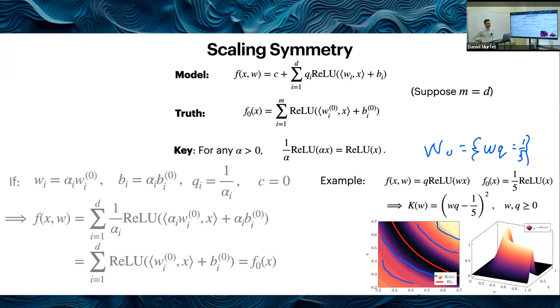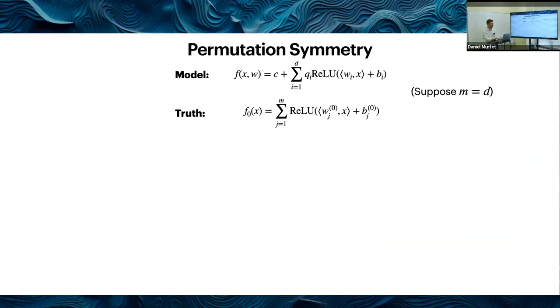There's probably not too much to comment other than to say that, yes, to be careful with the terminology. To say that we're in the over-parameterized regime here is really just to say that the model has more nodes than it would need to model the truth. And yeah, not worth getting too much deeper than that. That's just the word that we were using there. Okay, so that's the scaling symmetry.